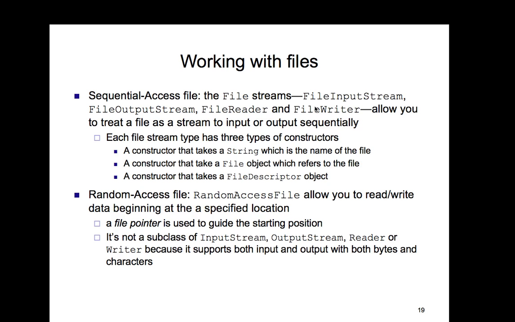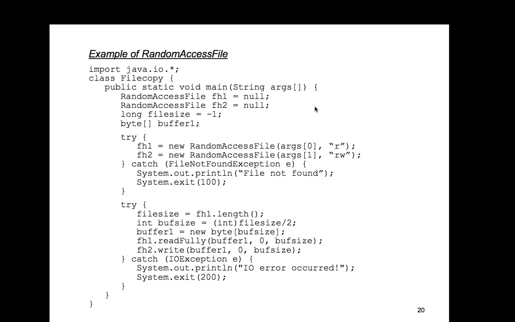It's not a subclass of input stream, output stream, reader, or writer, because it supports both input and output with both bytes and characters. So it doesn't work with the streams. And here's an example of the random access file, where we have file copy. It's actually showing you how to copy one file from one location to another. It's opening up a file, reading it, copying out, writing it out.